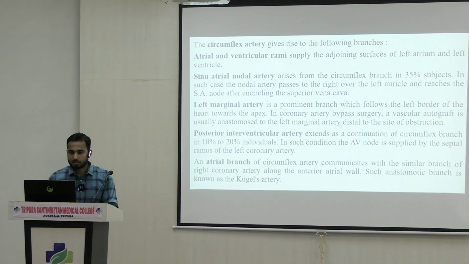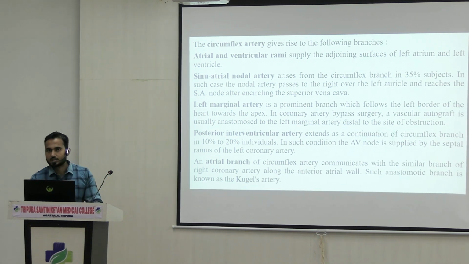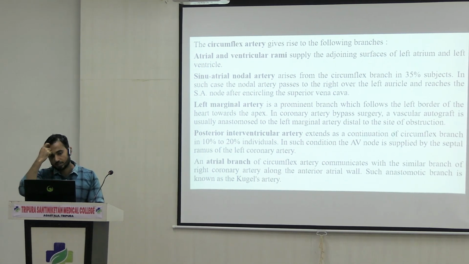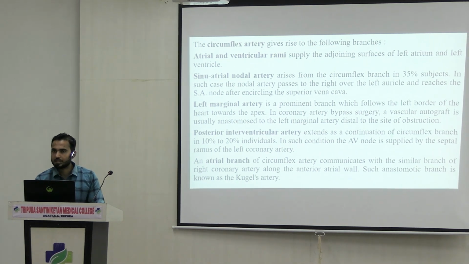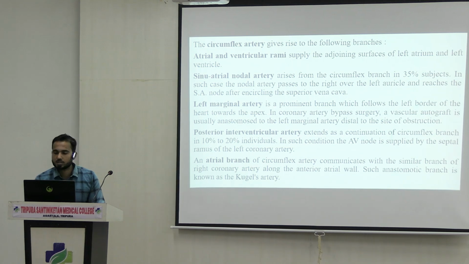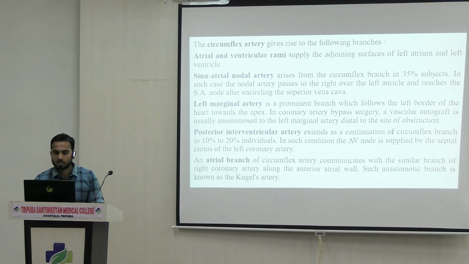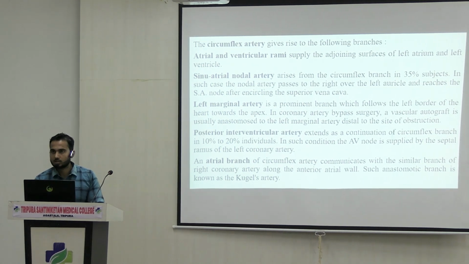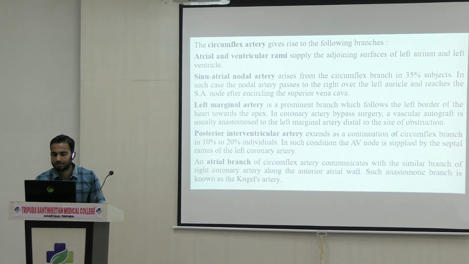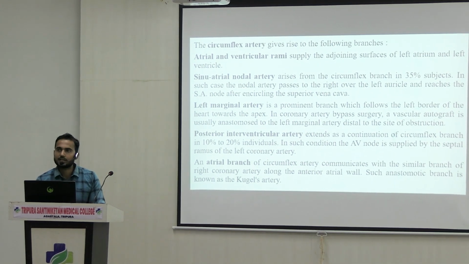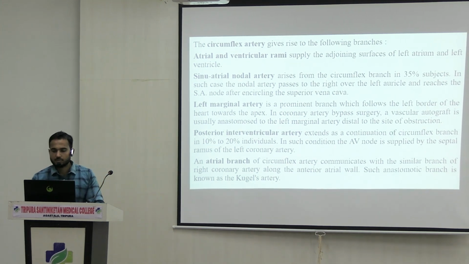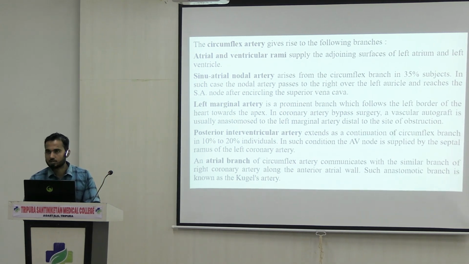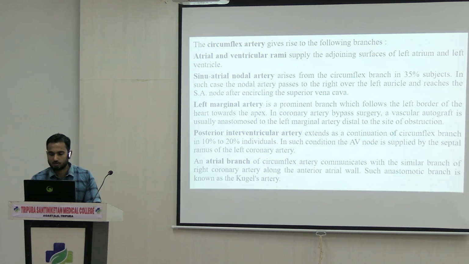Next, in case of the circumflex artery, various branches also come out from it. Here also we are getting the atrial and ventricular rami, which will supply the adjoining part of the left and right ventricle. Then the nodal artery, which only in 35% of cases comes out from the left coronary artery. Next, the left marginal artery, which is a prominent branch along the left border.